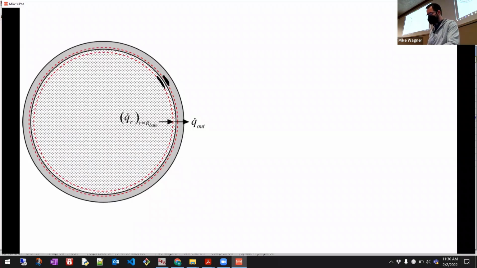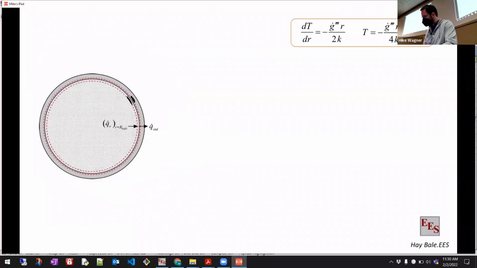So let's see, on the left-hand side, we have Q dot at r equals R bale. This is a conduction Q dot, right? This is Q dot conduction at r equals R bale on the left-hand side of this surface. On the right-hand side, we have, let's just call it Q dot out. Okay, and so let's come up with expressions for each of these. So conduction, and then what's happening on the right-hand side.